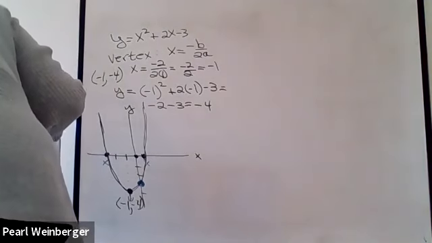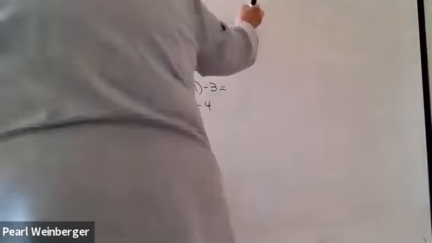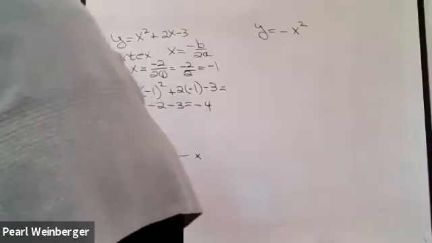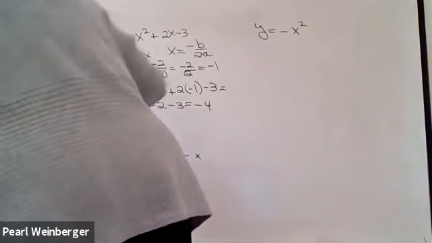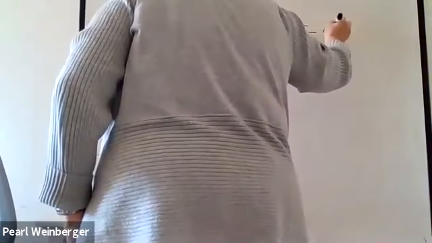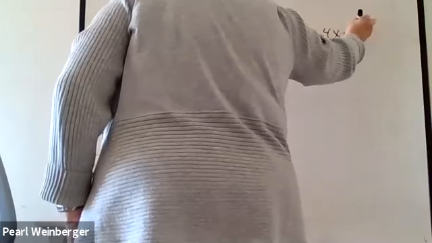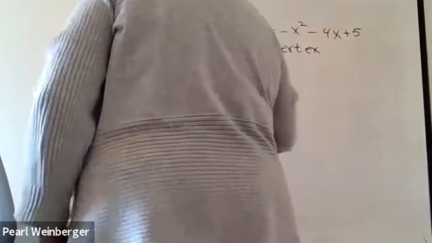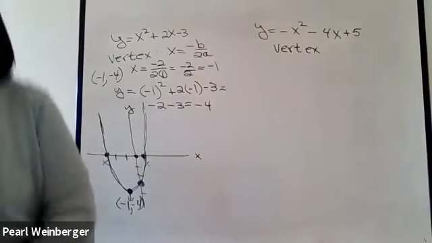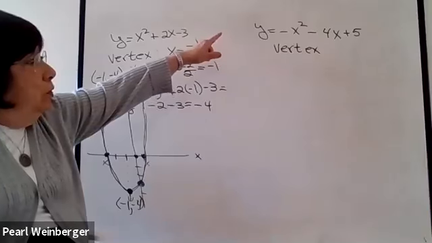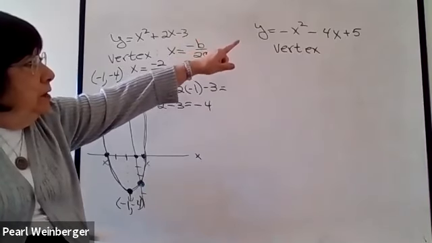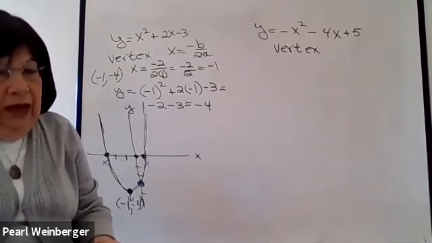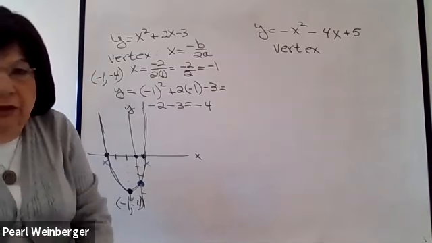I'm going to give you a tough one. Y equals -x squared minus 4x plus 5. All I want you to do on this is to find the vertex and draw a sketch. Okay, so here's my equation. Y equals -x squared minus 4x plus 5. See if you can find that vertex and see if you can sketch the graph.